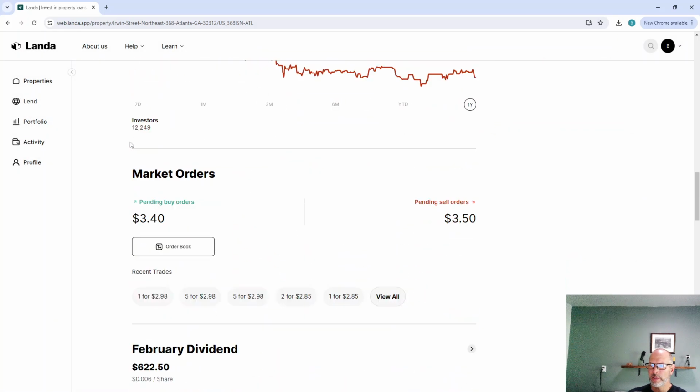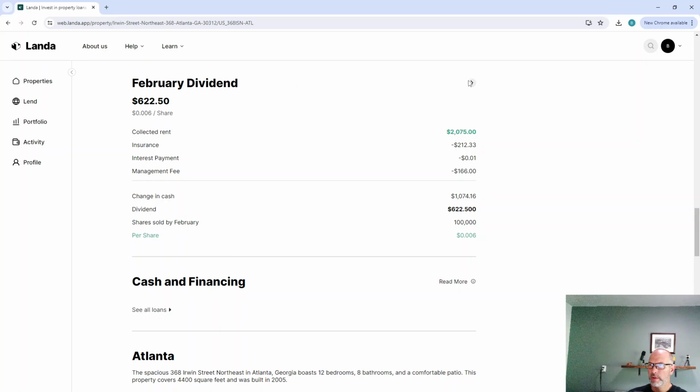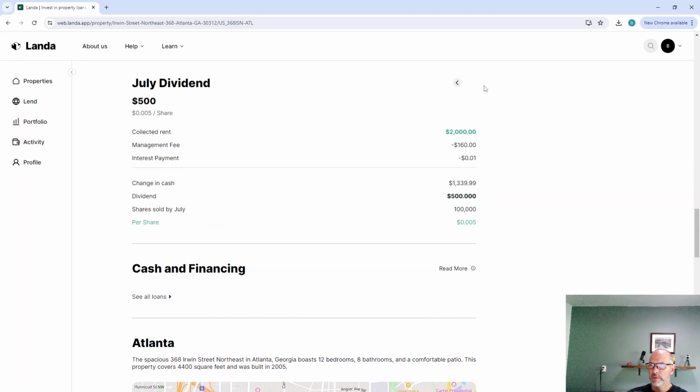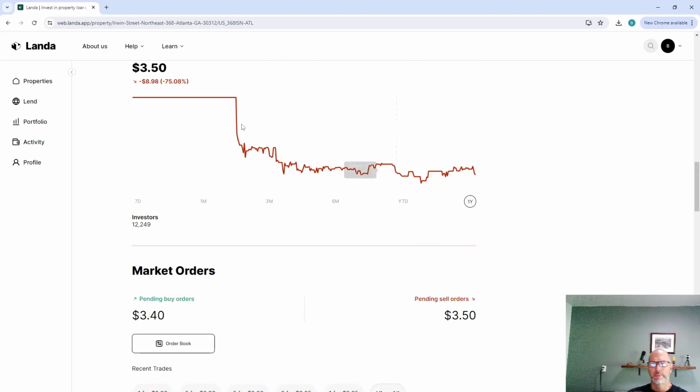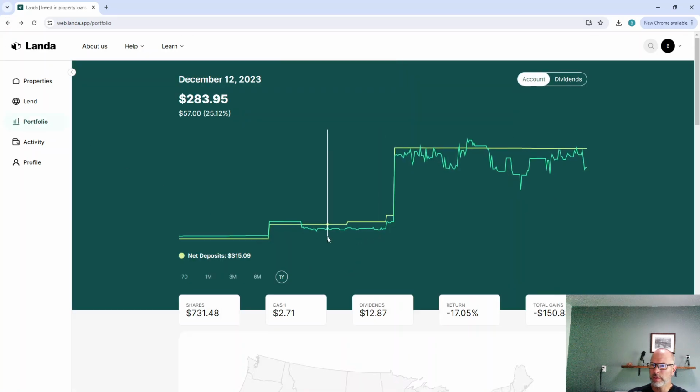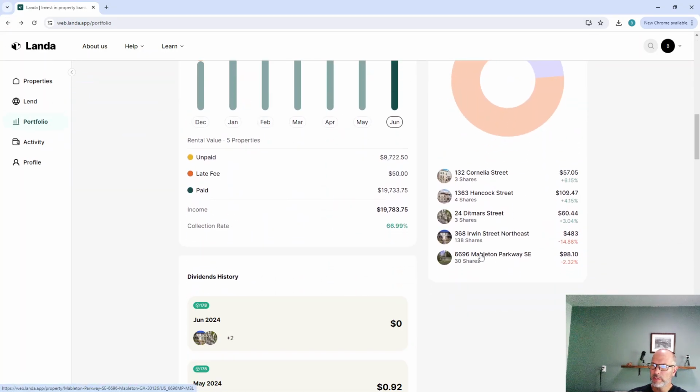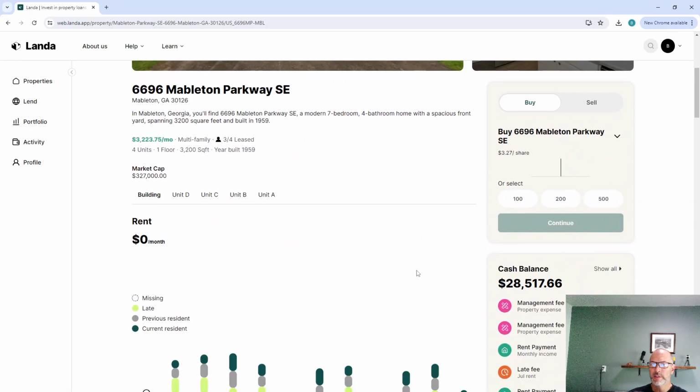If I come down here to the dividends, remember we had $2,000 in June, $2,200 in May, and $2,000 again in April, and none of that shows up here on their history. So maybe this is a one-off, right? Let's go look at one of the other properties. So if I come down and look at this 6696 Mableton Parkway, this is again another fourplex. I've got 3 out of the 4 units leased at $3,223.75 per month. But again, the rent information is not transferring.